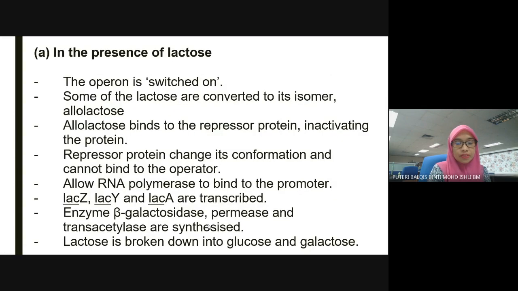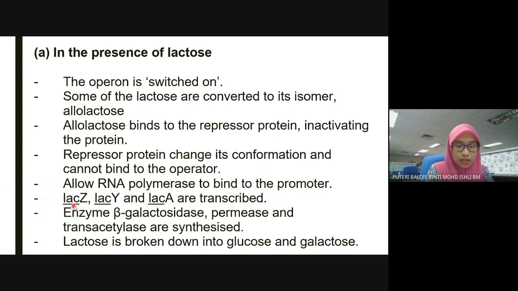Okay. So in the presence of lactose, the operon is switched on. Some of the lactose is converted to its isomer, allolactose. Allolactose binds to the repressor protein, inactivating the protein. The repressor protein changes its conformation and cannot bind to the operator. It allows RNA polymerase to bind to the promoter. lacZ, lacY, lacA are transcribed.